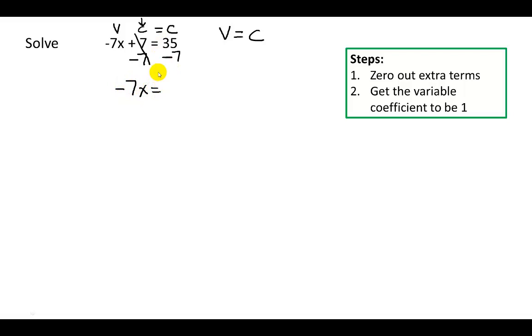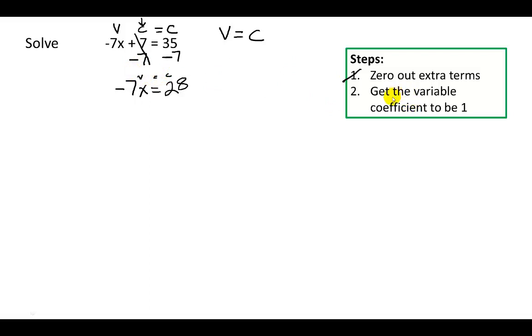Bring down the equal sign, and on the right side, we have 35 take away 7. That is 28. We've zeroed out extra terms. We have v equals c.